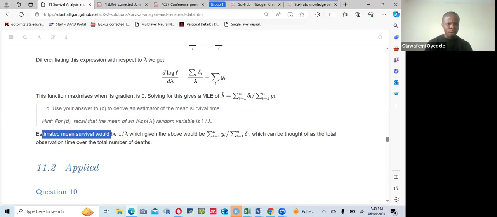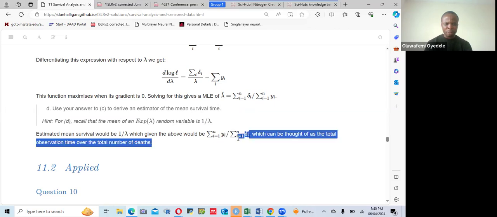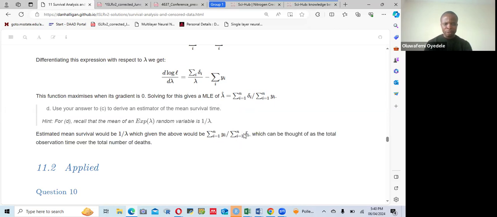So the estimated mean survivor time will be 1 over lambda hat, which gives the above. It will be this, where we have the sum of y_i all over the summation of delta_i, which can be thought of as the total observation time over the total number of deaths.